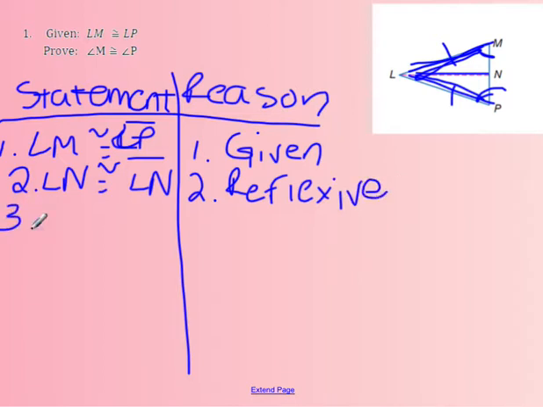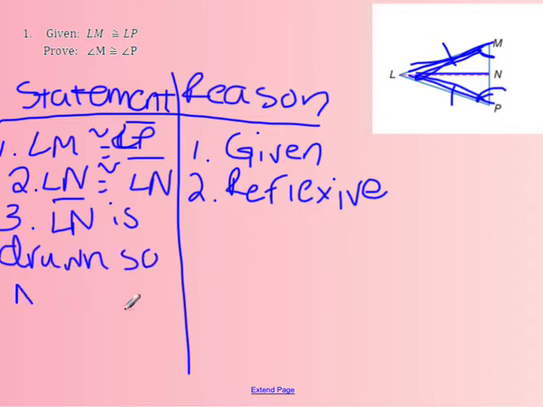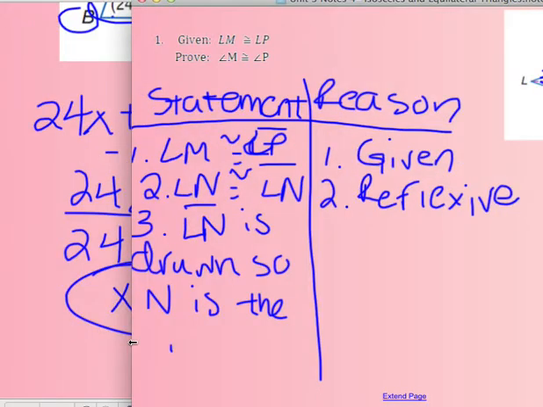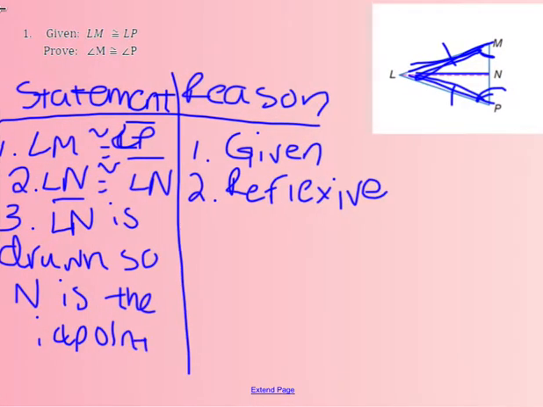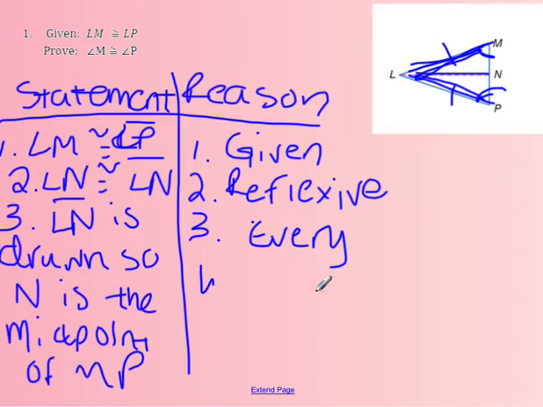Step 3: the statement is that LN is drawn, so N is the midpoint of MP. How do we know that? Well, every line has a midpoint.